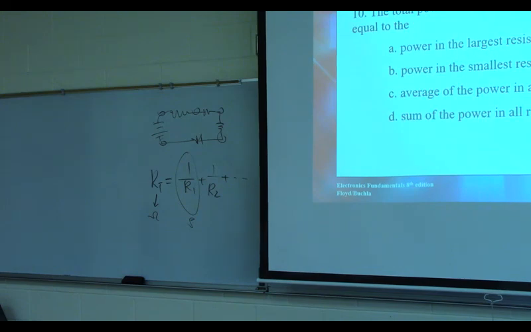Last one. The total power dissipated in a parallel circuit equals the power in the largest, the power in the smallest, the average power in all, or the sum of the power in all. Sum. D. Anyone says no? No one? Okay, D is good.